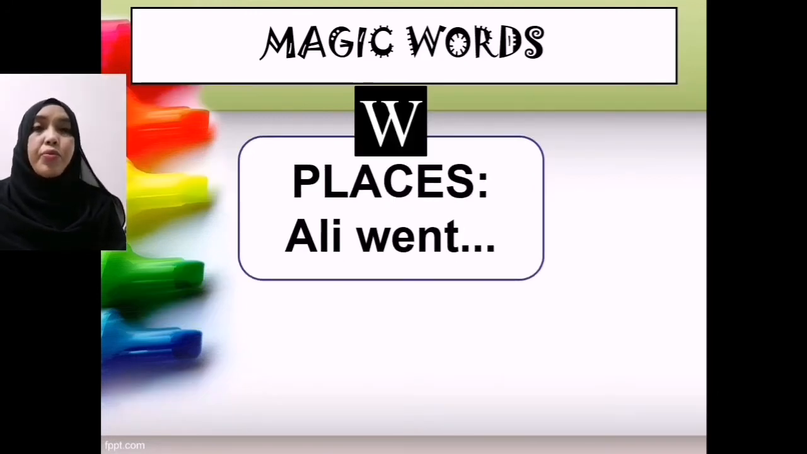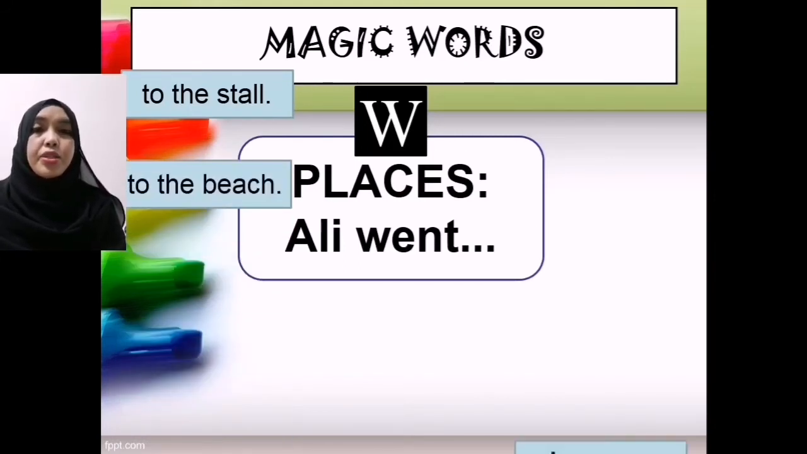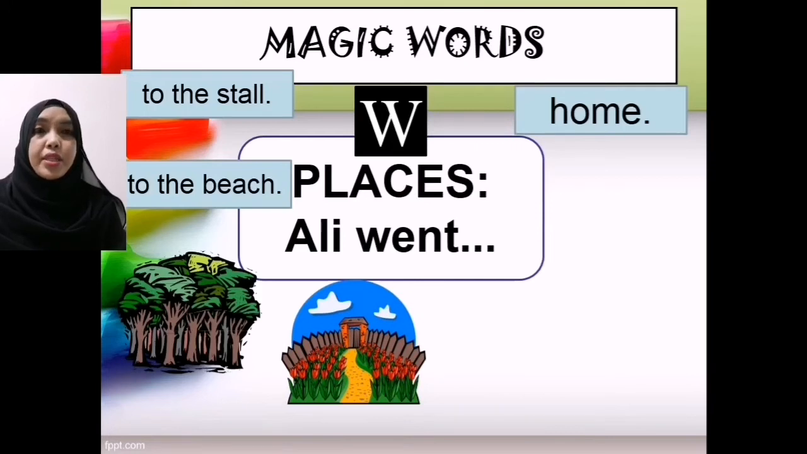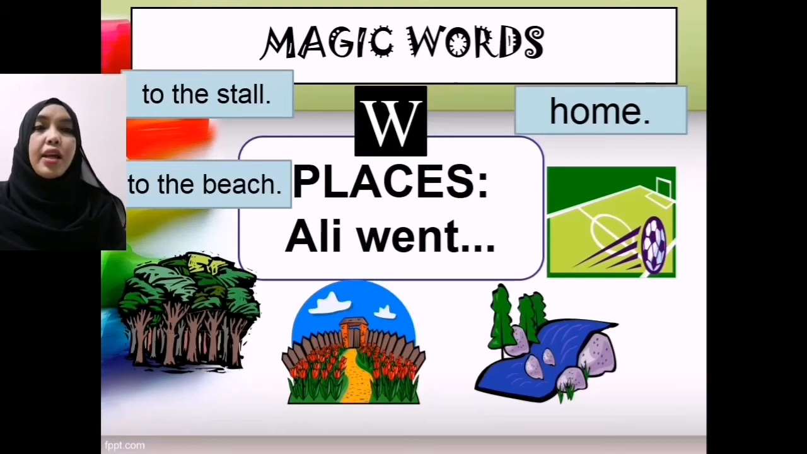Then we go to W, Willy. Ali went to the stall. Ali went to the beach. Ali went home. Ali went, let's guess. Yes, you are correct. Ali went to the forest. Let's look at the next picture. Yes, Ali went to the garden. Next picture, your turn. Ali went. And this is the last picture.